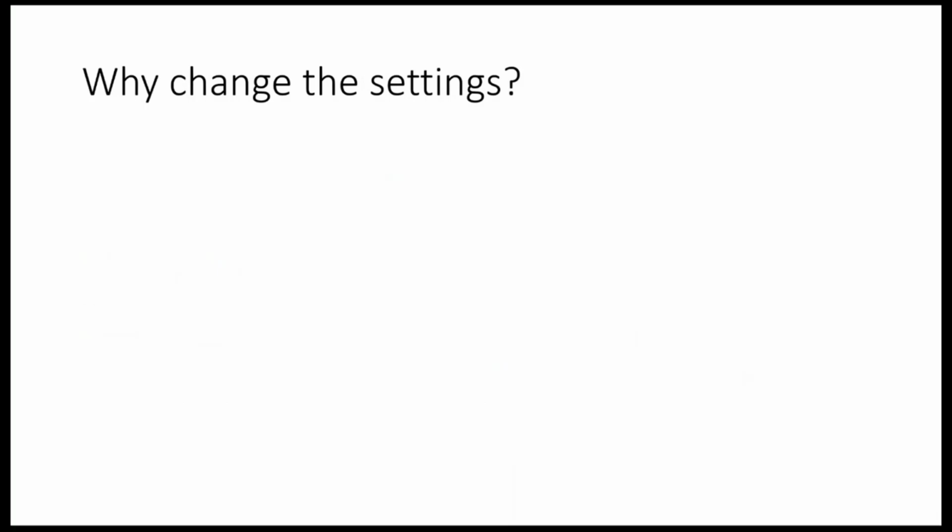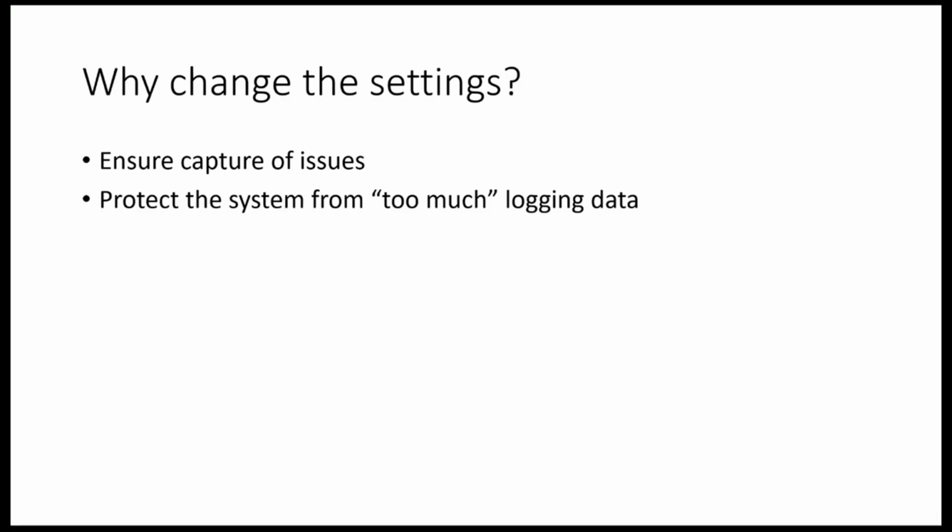But why do you want to change the settings? Because usually Microsoft is really bad in choosing default settings, and this is one of the things. We want to ensure that the error log captures the problems we have, and there are multiple problems you can have, and we want to protect the system from too much logging data. I've seen systems that logged gigabytes and gigabytes every day because someone turned on writing the deadlock graphs into the error log, and that can easily produce gigabytes a minute.